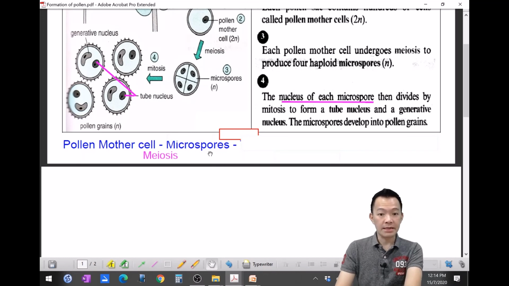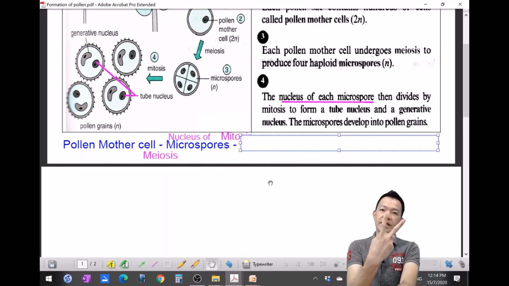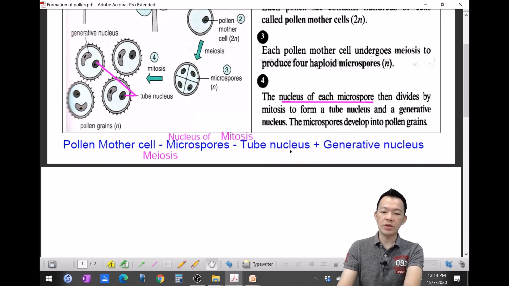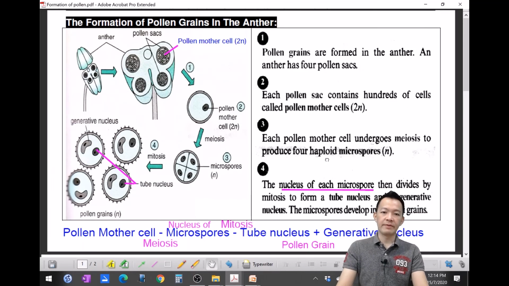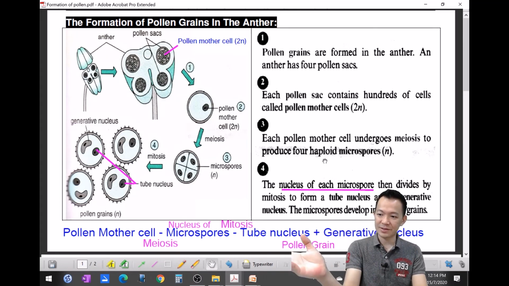And what happened inside the microspore? The nucleus of the microspore undergoes the process called mitosis. 对不对？And after the mitosis, it will become 2 nuclei. 它变成2粒的 nucleus. One will be called tube nucleus. Another one will be generative nucleus. Okay, so microspore together with the 2 nuclei, 我们就把它称为 pollen grains，就叫花粉。So this is the formation of the pollen grain that is more simple compared to another title that is coming soon.